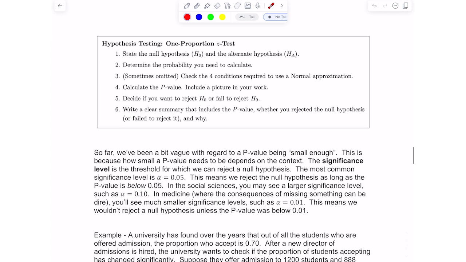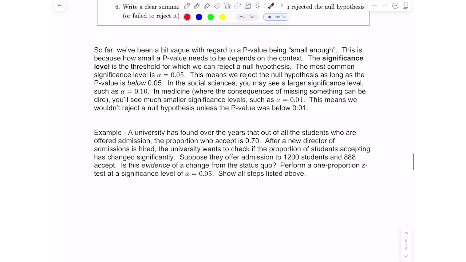So in the last video, we had a p-value of 0.34, and we said that we reject a null if the p-value is small, and then we don't reject if the p-value is not sufficiently small. So how do we know if it's a small p-value or not? The p-value needs to depend on the context of the situation, but what we use is what's called a significance level, and it's the Greek symbol alpha. It's the threshold for which we can reject a null hypothesis.